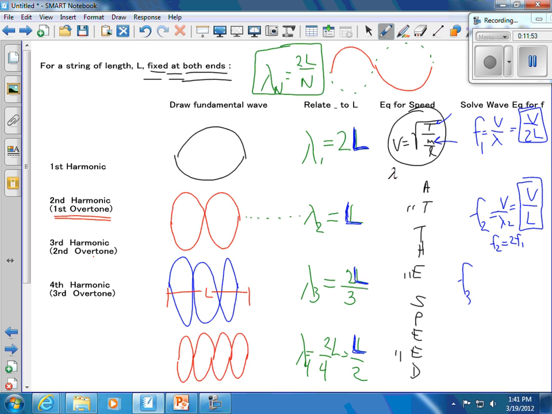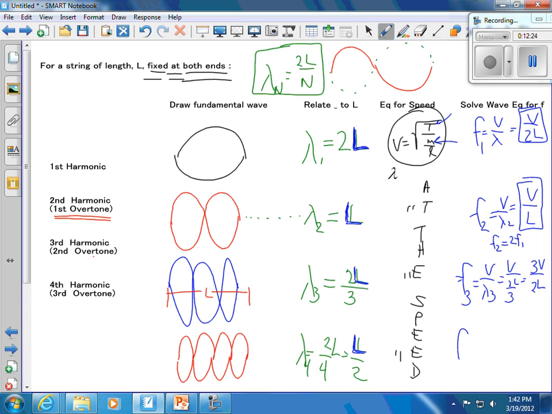The frequency of the third harmonic is V over lambda 3, which is V over 2L over 3, which is 3V over 2L, which happens to be 3 times the fundamental frequency. So it's 2 octaves higher than the fundamental, but it's not an octave higher than the first overtone. Again, for you music geeks. And do tell me if I said that wrong, because me, not a music geek.